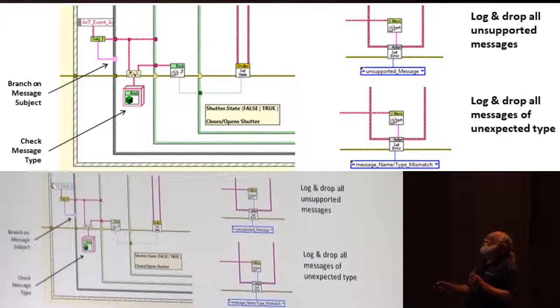This is a snippet from my stuff. So here I receive a message, and I look at what is the subject. And if the subject is the command shutter state, I know it must be a Boolean. And then I cast it to Boolean, take the value, and either close or open the shutter. What happens if it is not a shutter state? Then I log a message and set an error that it is an unsupported message, whatever that would mean for the detector.